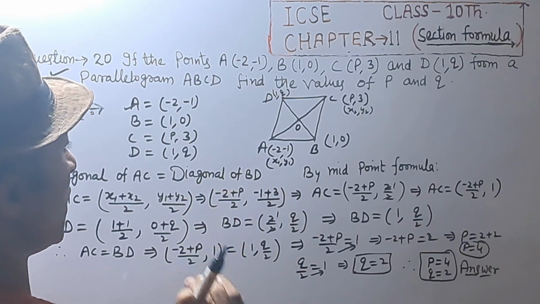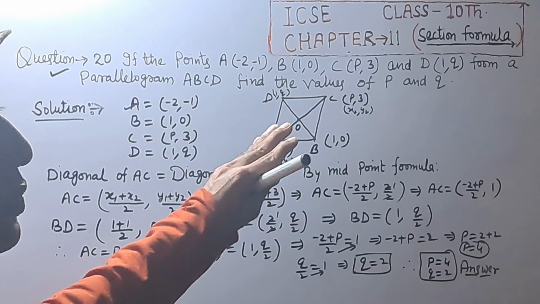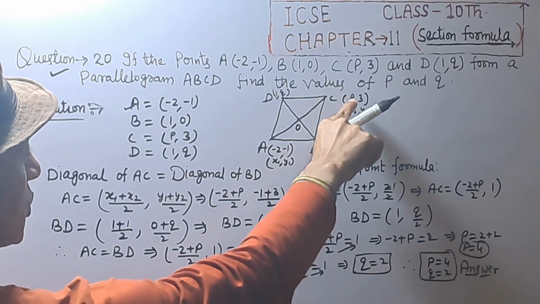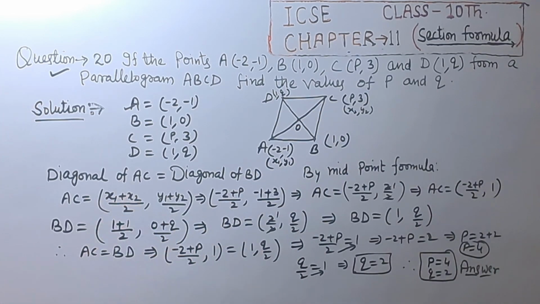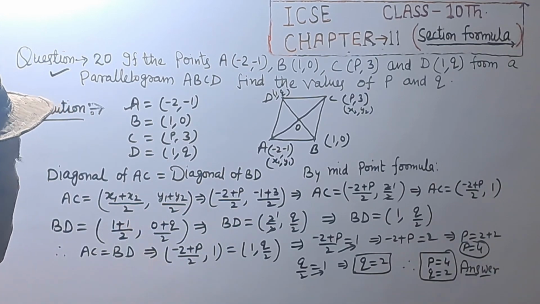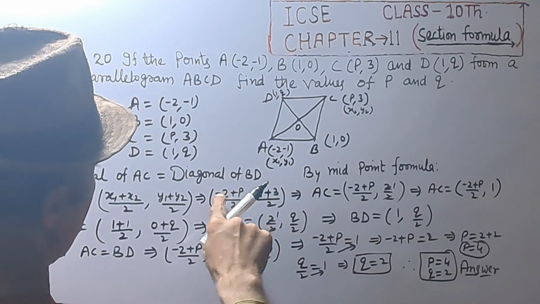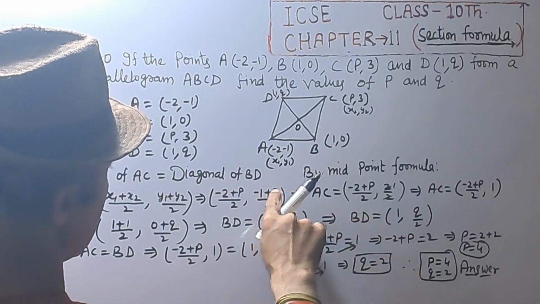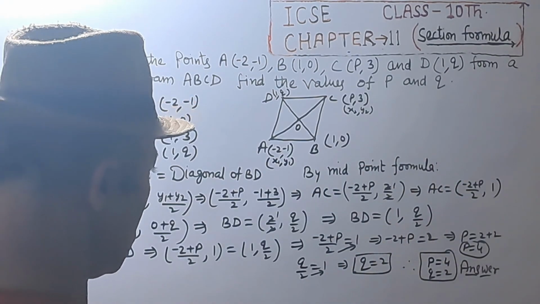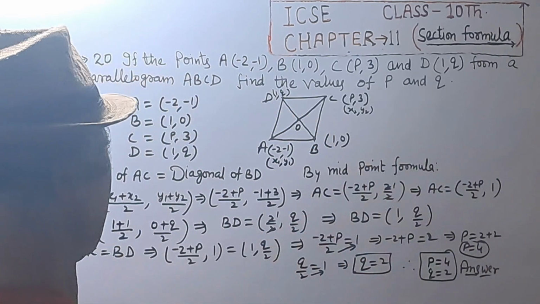We use the midpoint formula, (x1 plus x2) upon 2 comma (y1 plus y2) upon 2. x1 is -2 and x2 is p, so (-2 plus p) upon 2 comma (-1 plus 3) upon 2, that is equal to (-2 plus p) upon 2 comma 2 upon 2, that will be cancelled and we get 1. So the diagonal AC is ((-2 plus p) upon 2, 1).